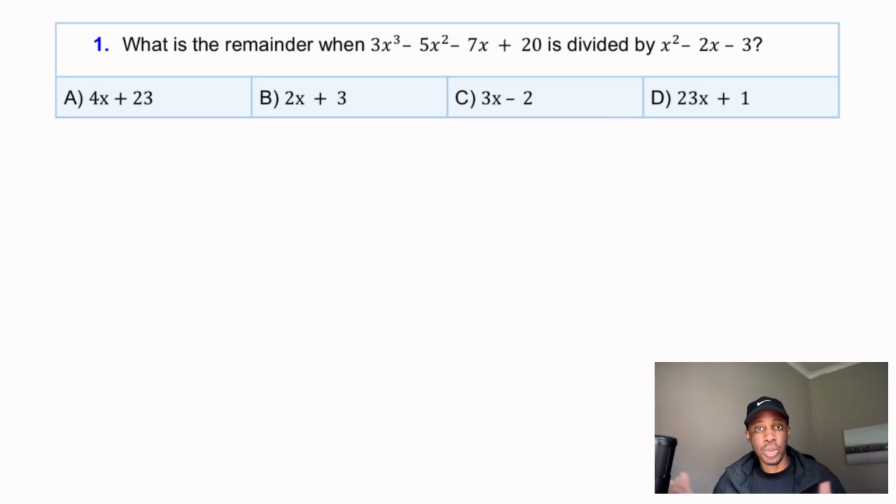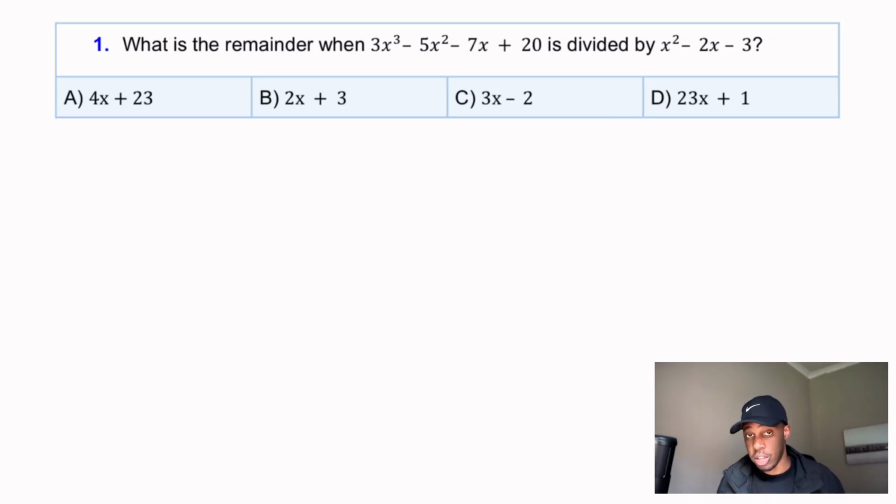But without further ado, let's jump into this video and solve this typical NBT math question right now. As you can see, it's a pretty simple question, or I don't know, simple is relative depending on the person. It says here: what is the remainder when 3x cubed minus 5x squared minus 7x plus 20 is divided by x squared minus 2x minus 3?